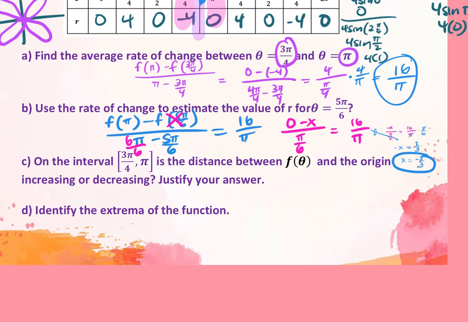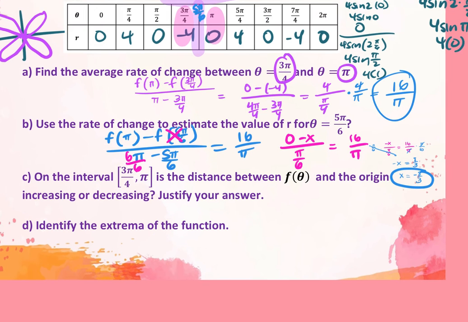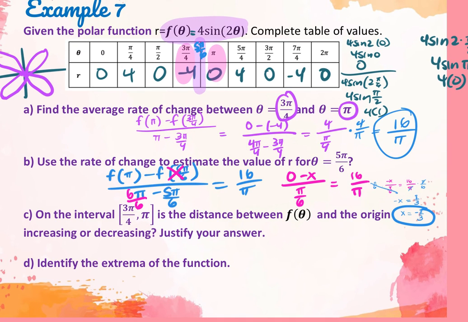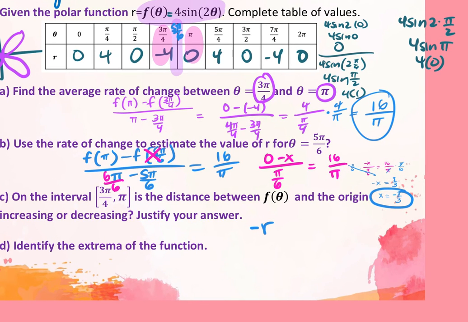Okay, C says on the interval, is the distance from the origin increasing or decreasing? So are my R values positive or negative between -4 and 0? Not increasing or decreasing. Are they positive or negative? So between -4 and 0, are those values negative or positive? They're a negative R. What's happening between -4 and -8 pi over 3?